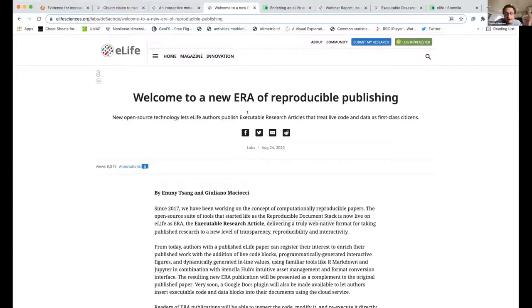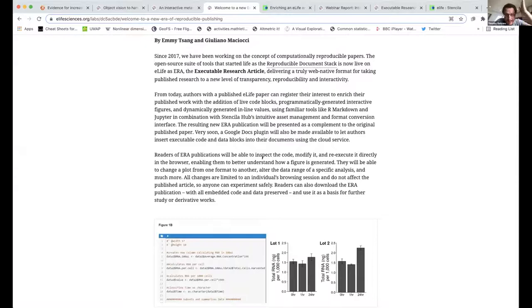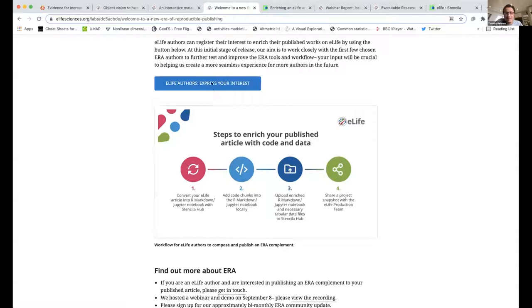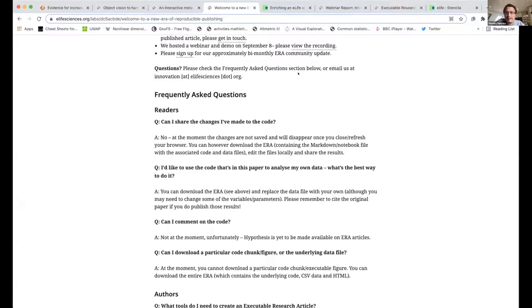We published on our labs website a paper by Emmy Sang and Julia Machiocci, explaining how you go about getting an eLife paper turned into an ERA, with a button saying, I want to turn my eLife paper into an ERA, and a whole bunch of frequently asked questions so that you can figure out how to go about it. There is a webinar explaining how you go about it as well.